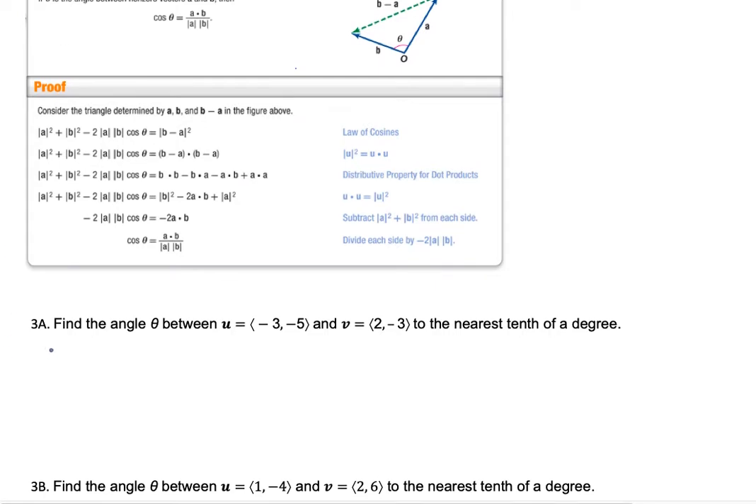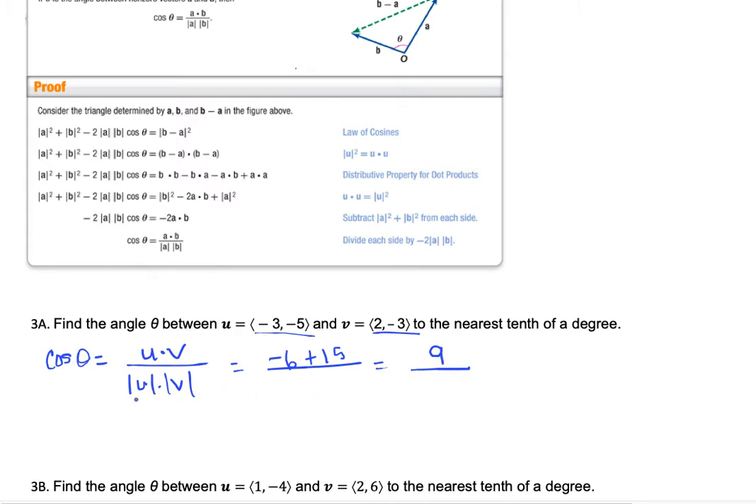So I'm going to say cosine of theta is going to be equal to, and I need to have the dot product, so I'll write this out, u dot product v, over the magnitude of u times the magnitude of v. So I'll find the dot product of these two. Negative 3 times 2 is negative 6, plus negative 5 times negative 3, so plus 15. So the numerator on that is 9.